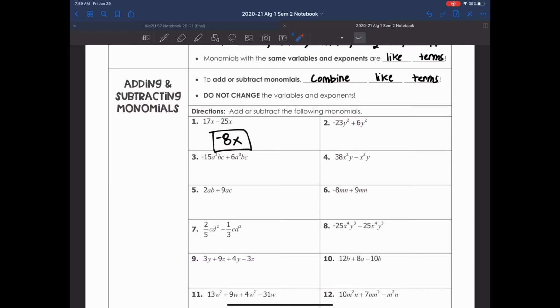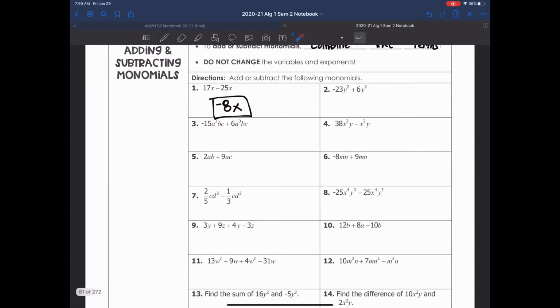All right, let's go down to example number 7. We have 2/5 CD squared minus 1/3 CD squared. Once again, both of these terms have a CD squared after them. So that means that they are like terms. They are part of the same team. So all we're going to do is take 2/5 minus 1/3.